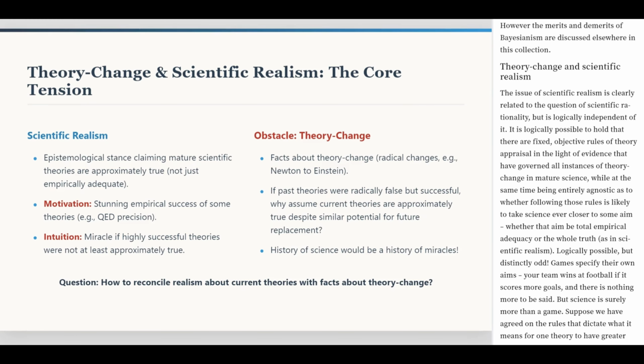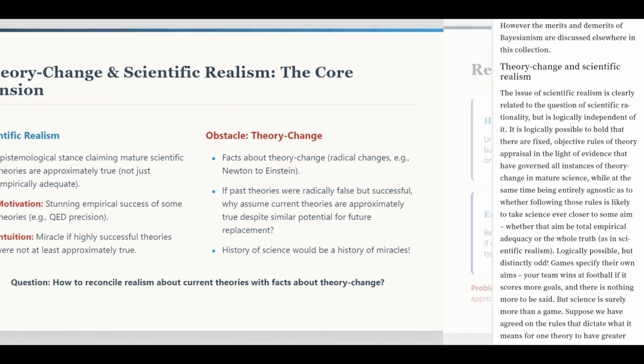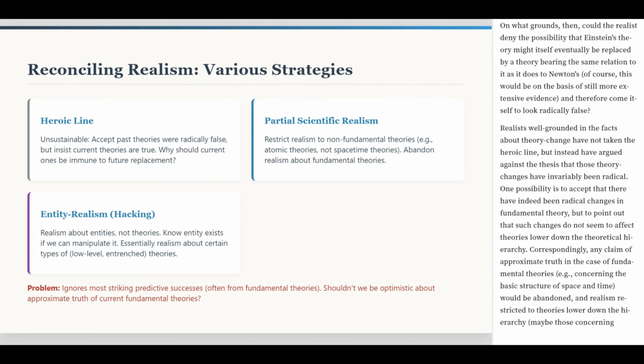The history of science would then look like a series of near misses, a history of miracles. How can we hold on to realism about current theories while acknowledging the dramatic changes in scientific history? One line is heroic: accept past theories were wrong, but insist current ones are true. But why should ours be immune to future replacement? It seems arbitrary. A more common approach is partial realism.